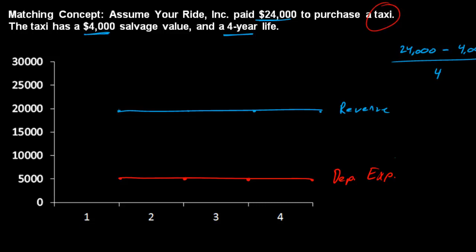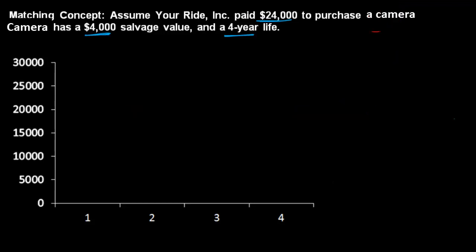All right, but what if we had an asset where it didn't generate equal revenues over its useful life? Maybe it generated a lot of revenues early in its life and then less revenues later in its life. So maybe we want to make a movie and we need a camera to record the movie. So let's say instead of buying a taxi, we buy a $24,000 camera. Okay, we expect a lot out of this movie, and we think in the first year it's going to be out in theaters and we're going to be able to generate $25,000 in revenues from this movie.